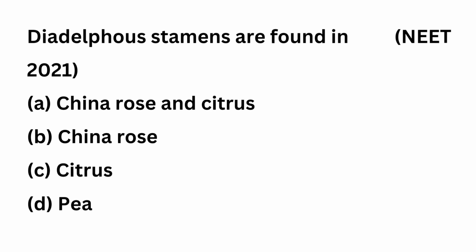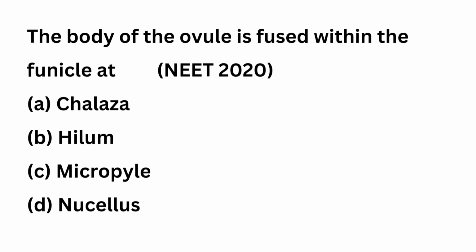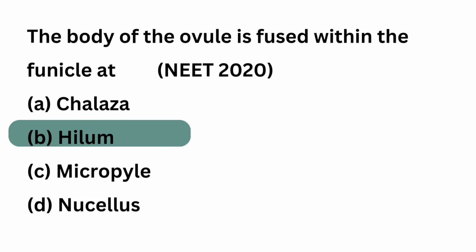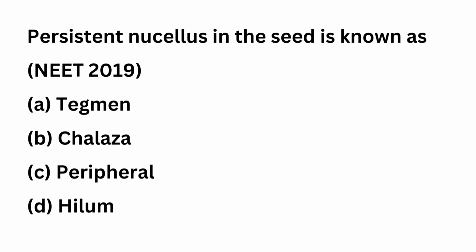Diadelphous stamens are found in? Correct option D. The body of the ovule is fused with the funicle at? Correct option B. Persistent nucellus in the seed is known as? Correct option C.